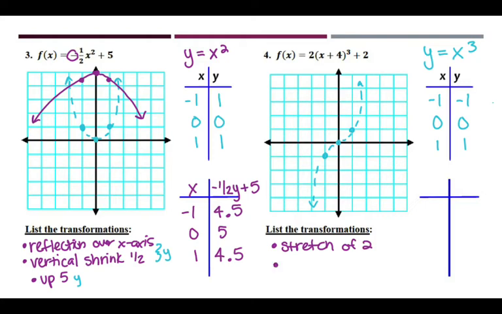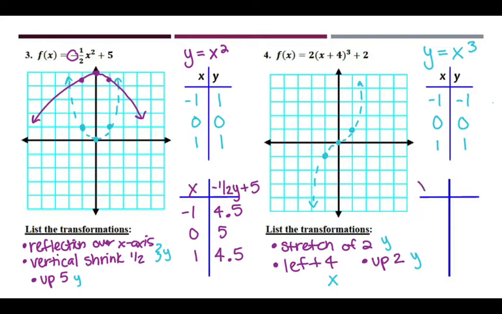I am moving to the left 4, that's the plus 4 on the inside, and the plus 2 on the outside means I am moving up 2. So both the stretch and moving up are going to affect my y values, and moving to the left is going to affect my x values. I do not have a reflection because there is no negative in the front.